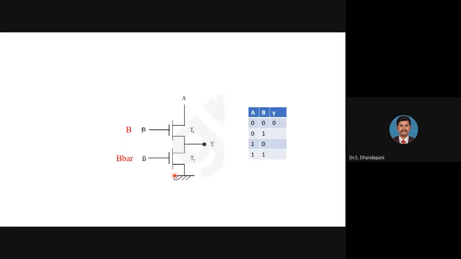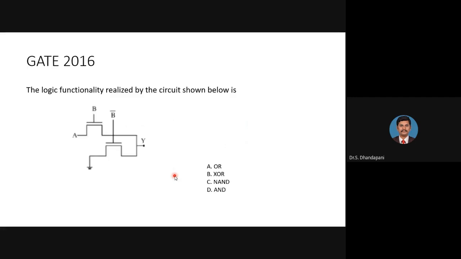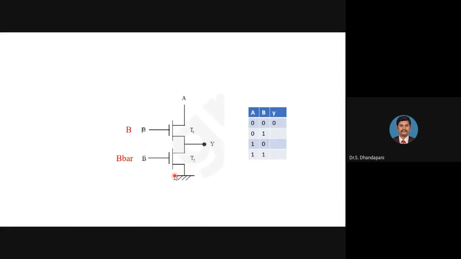Let us analyze the circuit. Actually, the circuit is redrawn for simplicity so that we can view it easily. The given diagram is redrawn. Here the letters are not clear, so I have typed again. The input here is B, here B bar. Both transistors are NMOS. When A equal to 0, B equal to 0, B bar equal to 1. That means this NMOS is connected to ground. So the output Y equal to 0.